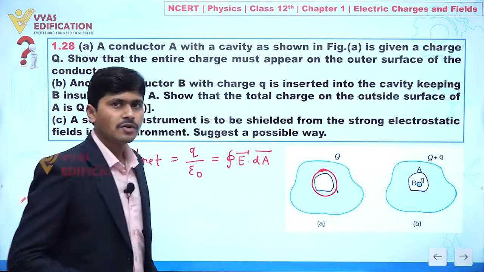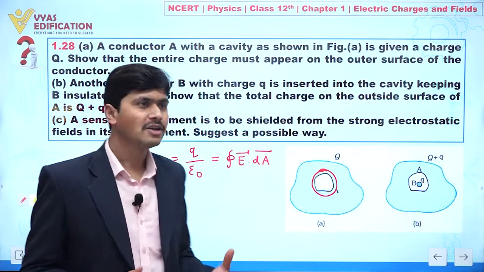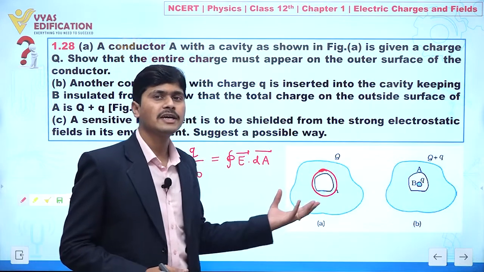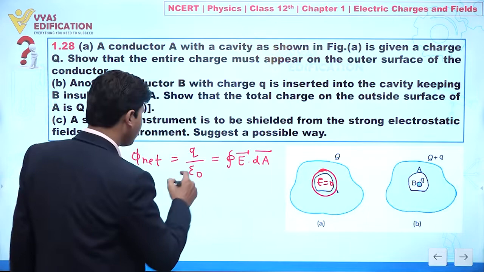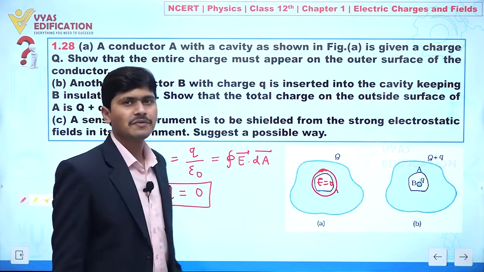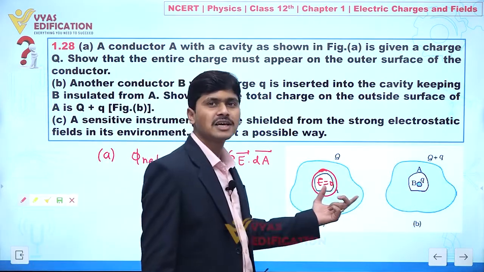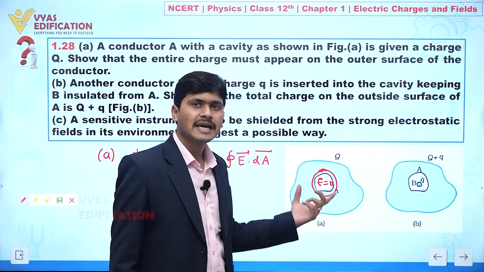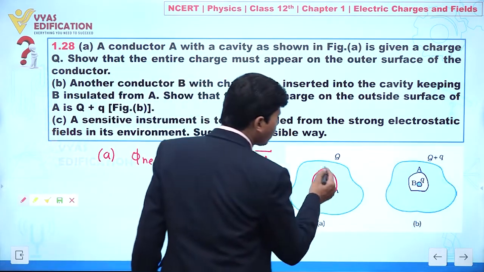And we also know this is equal to the integral of E dot dA. Clear? Now we know inside a conductor the electric field is 0. So in the cavity we have E equal to 0. When E is 0, Q should be equal to 0. Now listen carefully, this Q is the net charge present inside this cavity, and it should be 0. Clear? In this cavity we do not have any charge.